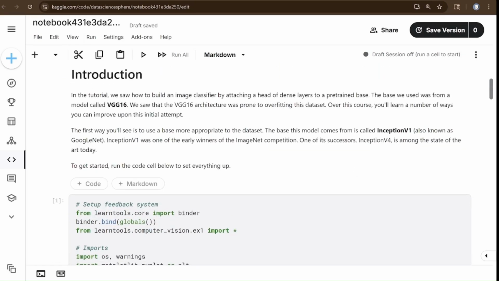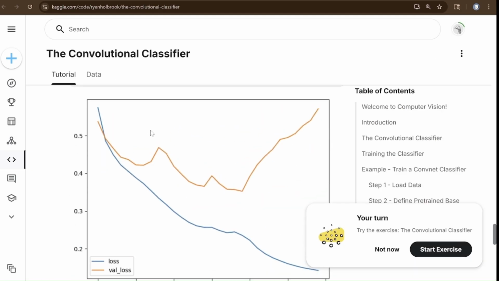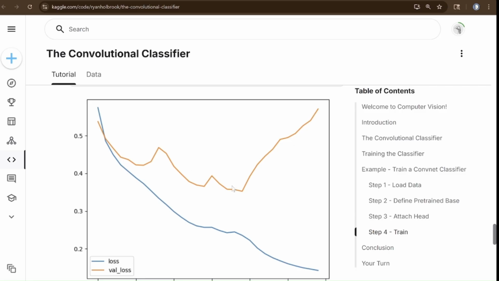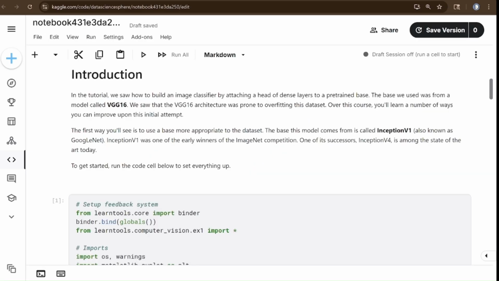So in this tutorial, we saw how to build a classifier by attaching a head of dense layers to a pre-trained base. Okay, now the base we used was from a model called VGG16, and we saw that the VGG16 architecture was prone to overfitting. Exactly, we saw that. See here, you can see that the validation loss after a certain time is again increasing. So simply this is overfitting. Anyway, in this course we are going to learn a number of ways to improve the initial attempt. Okay.